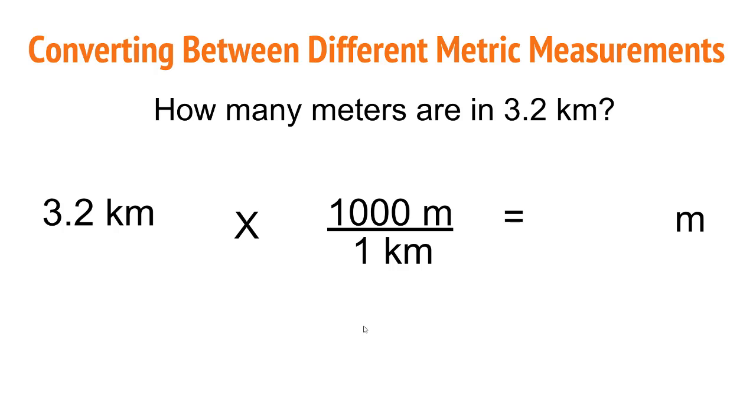Now the reason I put the 1,000 meters on top and the 1 kilometer on the bottom is I want to cross reduce units. I just want to be left with meters. I want to get rid of those kilometer units, so I'm going to cross out the kilometers. When we're cross reducing or crossing out units, we want to cross out one of the unit on the top, like in the numerator, and one of the same unit in the denominator. You'll notice that what we're left with is meters. So now I just simply multiply my numbers together. 3.2 times 1,000 is 3,200 meters. So there are 3,200 meters in 3.2 kilometers.